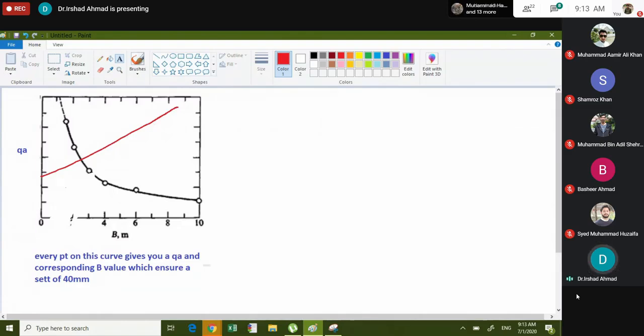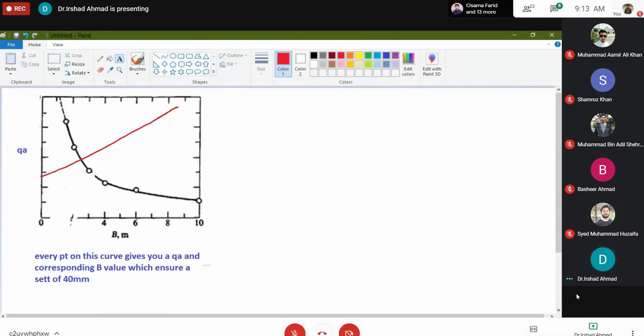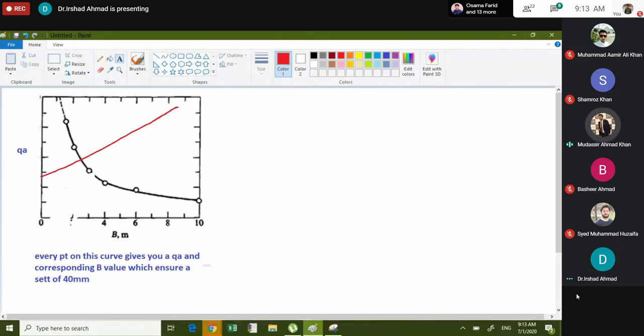बिल्कुल, फर्स्ट लेक्चर आपका अलाउबल बेरिंग कैपेसिटी पे था, तो ये किसके बराबर होगी? अलाउबल बेरिंग कैपेसिटी किसके बराबर होती है? अलाउबल बेरिंग कैपेसिटी क्या होती है सर? Q अल्टीमेट मल्टीप्लाई बाय फैक्टर ऑफ सेफ्टी। नहीं। सर, मिनिमम ऑफ... क्यों अलाउबल क्या होती है?